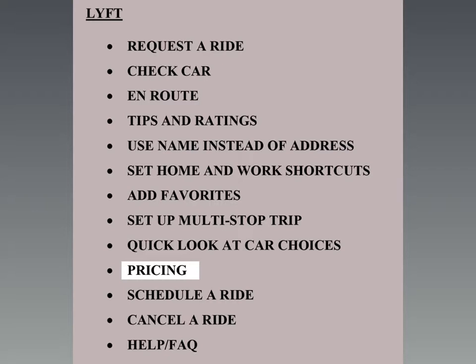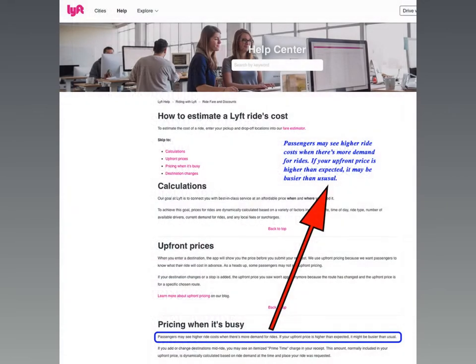Pricing, there's really not much to say except that if you feel like it, you can download a bunch of charts and try and work your way through a predicted price for a ride. The only important thing to know, in my view, is what was important to know in Uber, that prices are higher when things are busy. This is what is on the Lyft page. Passengers may see higher ride costs when there's more demand for rides. If your current price is higher than expected, it may be busier than usual. No surprise there. This is dynamic pricing in action.